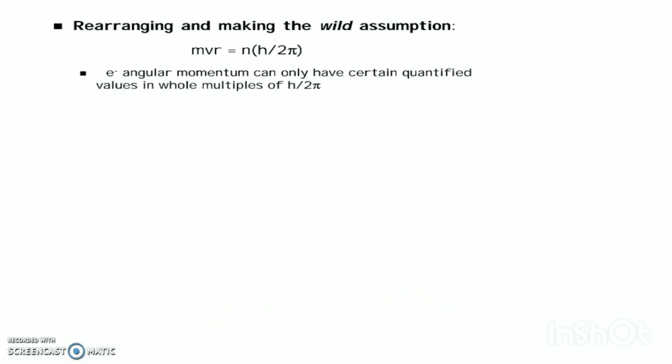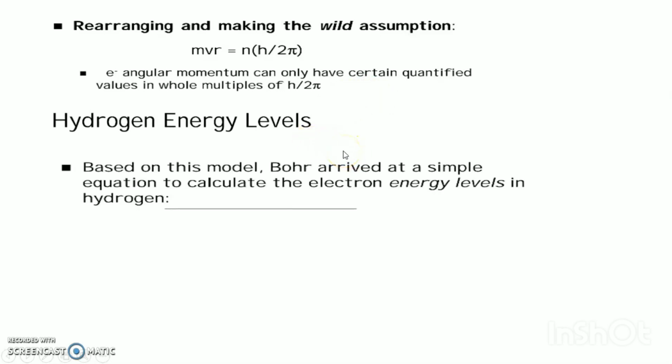Rearranging and making the wild assumptions, mvr is equal to nh divided by 2 pi, and the electron's angular momentum can have certain quantized values in whole multiples of h divided by 2 pi. Hydrogen energy levels: based on the model, Bohr arrived at a simple equation to calculate the electron energy levels in hydrogen.